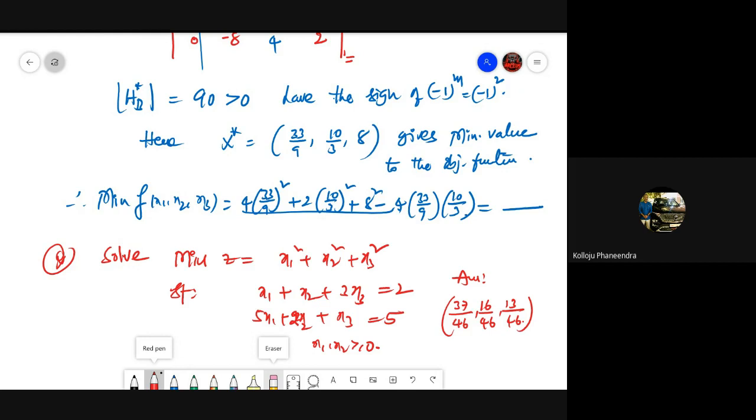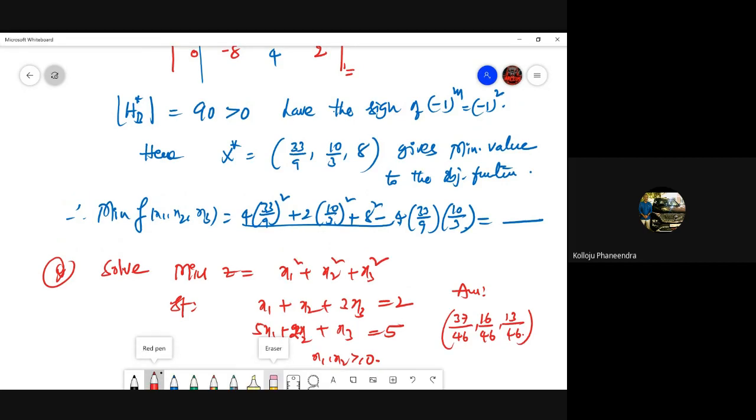Now, any doubts in this Lagrange's method? Any doubts? If no doubts, I will stop here. Any doubts? No doubt, sir. Okay, please all of you solve that problem. If any doubts, it will be clear for you.